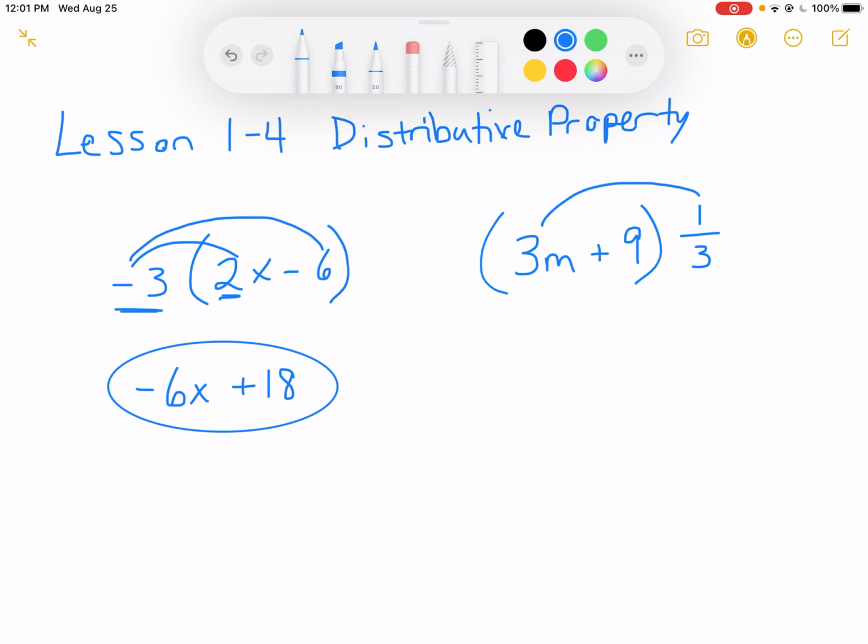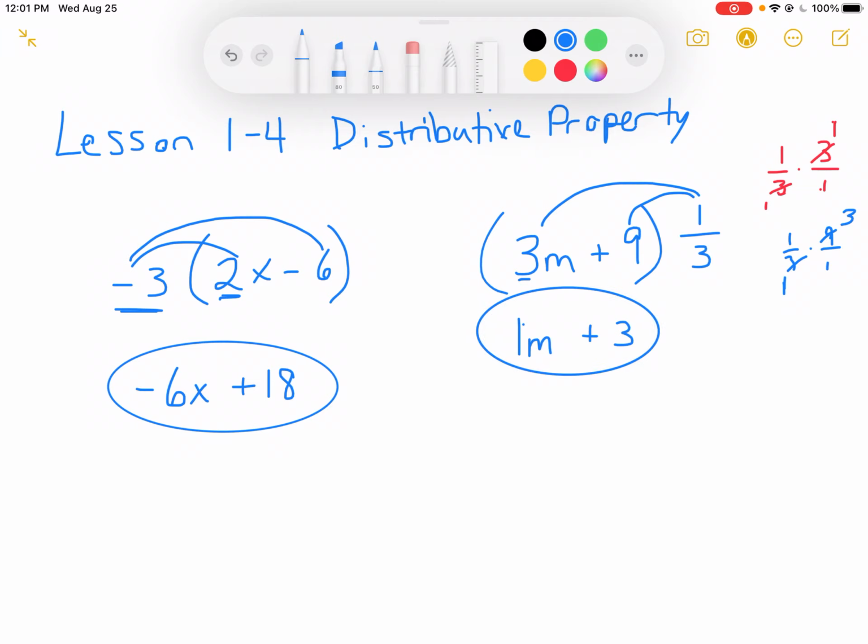So you're just going to take the 1/3 times the 3, okay? And you can think about it like this. 1/3 times 3 is like 3 over 1. And so you can kind of cross-reduce. Those would turn into 1s. And so 1 times 1, 1 times 1, you're going to get 1. So I'm going to have 1m, and 1/3 times 9. That reduces by 3, divided by 3. So 3 divided by 3 is 1. 9 divided by 3 is 3. So you have plus 3. So you're going to have m plus 3 on that one.